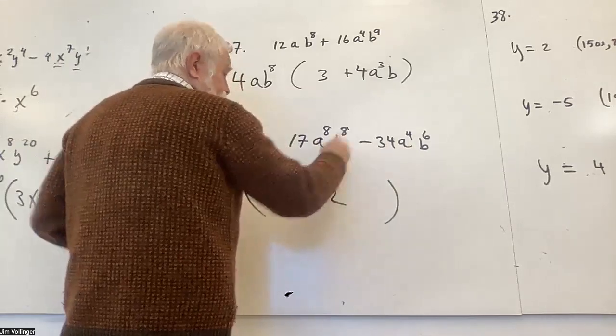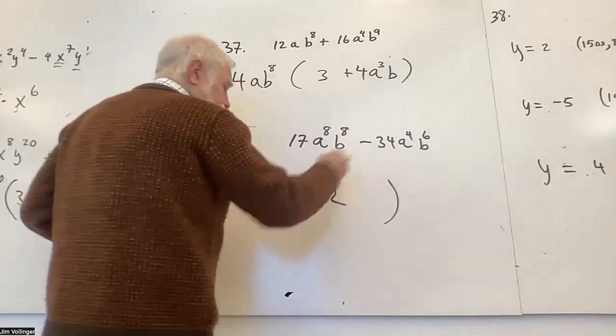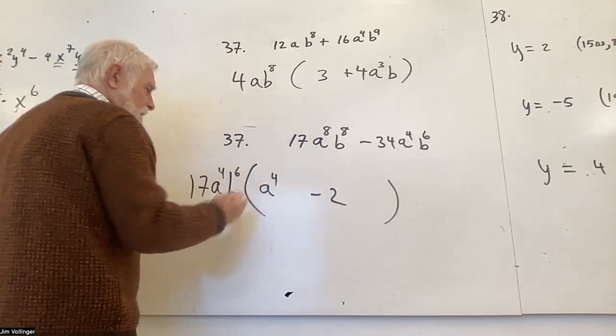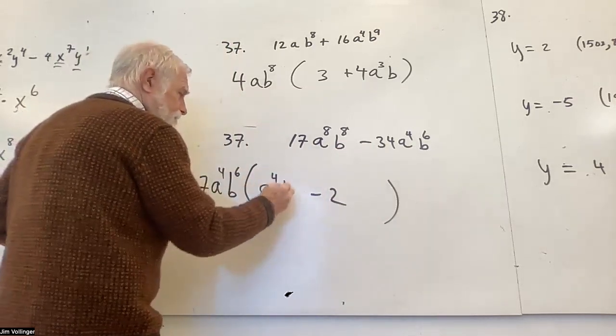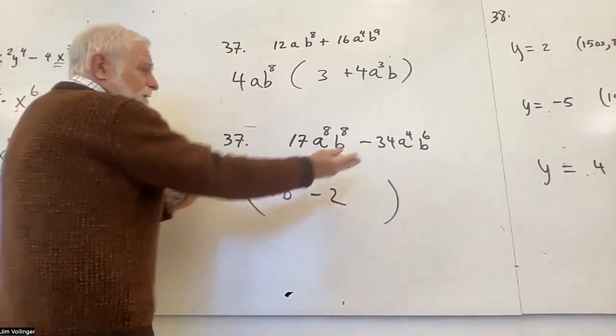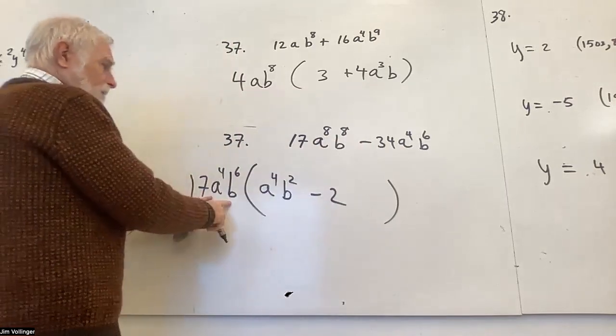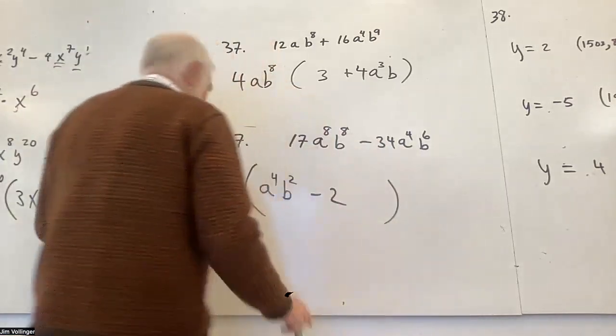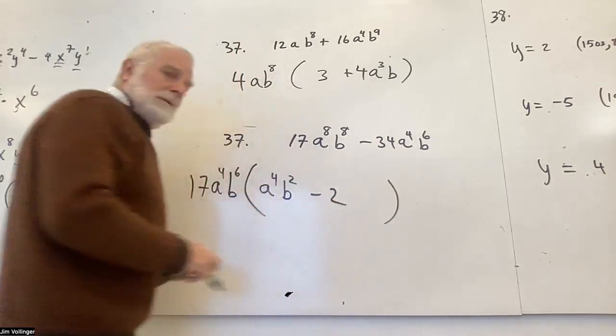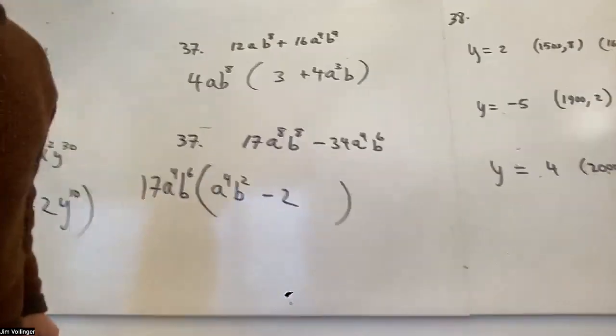6 and 8, I'm going to take 2. I'm going to take 6 out. I'm going to need 2 of them here. And I guess I'm set over there. A^4 B^6, 17 times negative 2, negative 34.